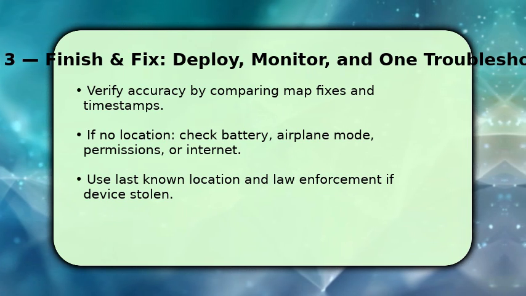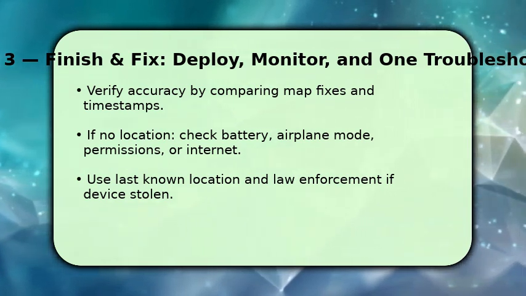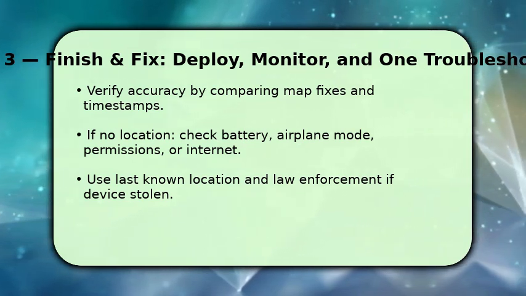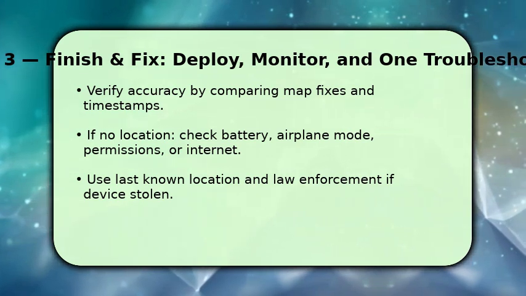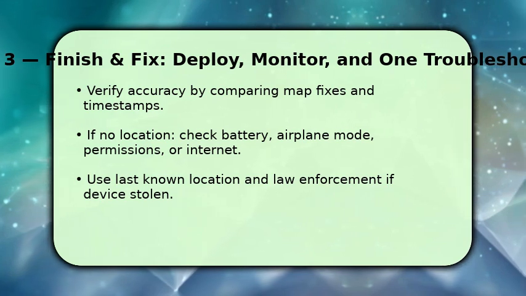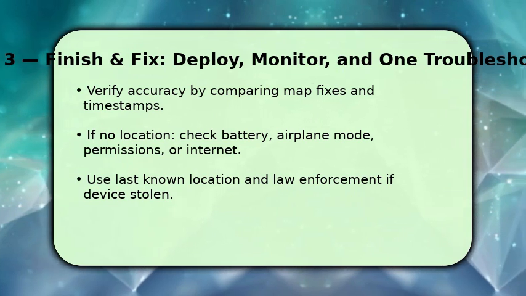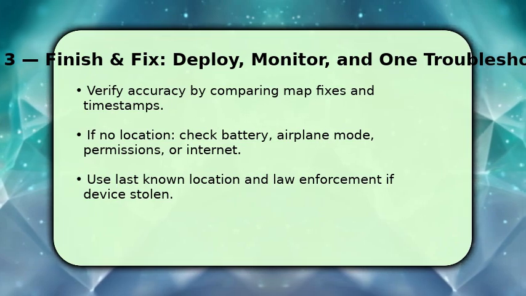If the phone doesn't show up, make sure it has battery, is not in airplane mode, and has granted location and account permissions. Also confirm it has internet access so coordinates upload. Once you fix those issues, retry. If the device appears offline, rely on the last known location, and if theft is suspected, preserve evidence and contact law enforcement rather than pursuing the device yourself.